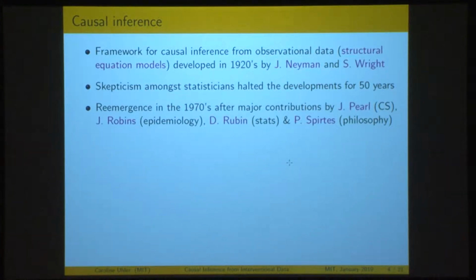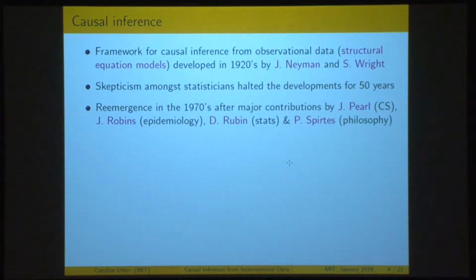So obviously, I should also say a bit about the history, because causal inference is the cornerstone of scientific discovery. So obviously, it has a long history, right? And the framework was already developed in the 1920s. The framework which we're going to use is these structural equation models. They were introduced in the 1920s by Jerzy Neyman and Sewall Wright.